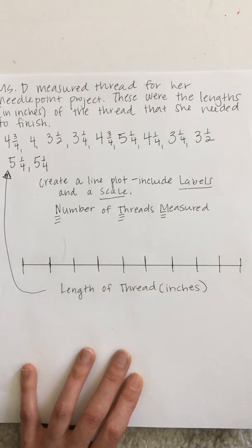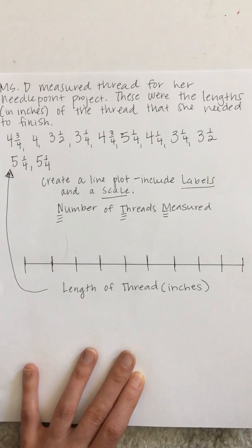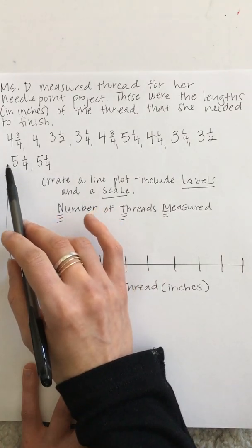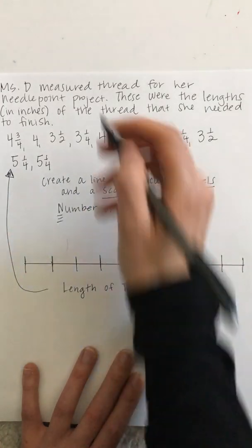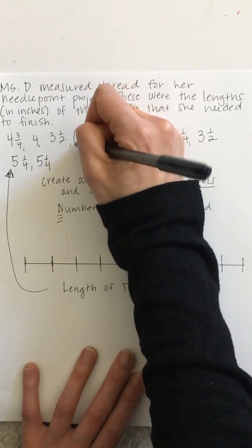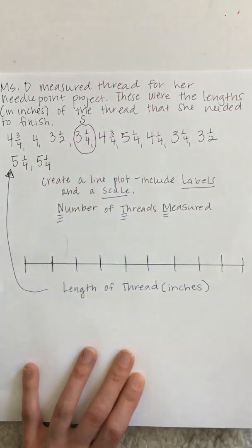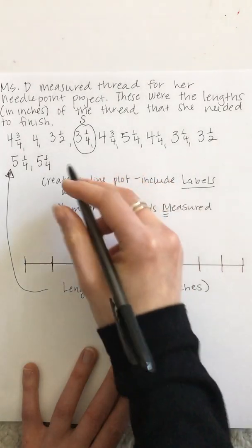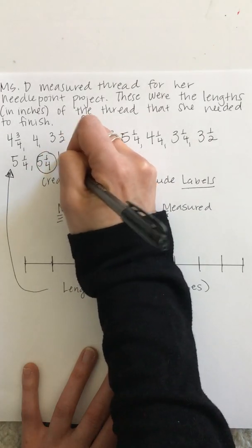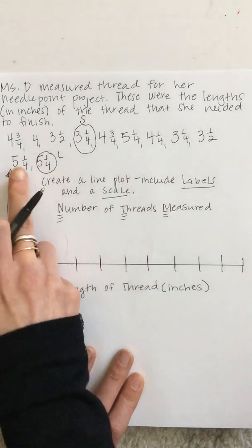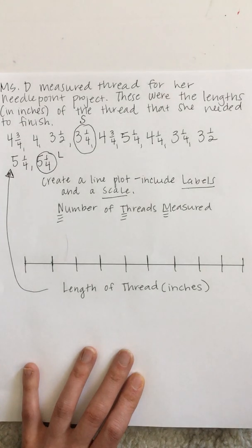Okay, the next thing that I need to do is come up with my scale. So if you remember from our previous lessons, we're going to look for the shortest thread, and then we're going to look for the longest thread. So let's see, where is my shortest thread? Okay, I'm noticing that my shortest thread is 3 1/4. So I'm going to circle 3 1/4, and I'm going to put an S for shortest. And then I'm going to see where is my longest thread, and I see that my longest thread is 5 1/4, so I'm going to put an L for longest. Yes, I see that there are multiple 5 1/4, but that's okay because they're the same length.